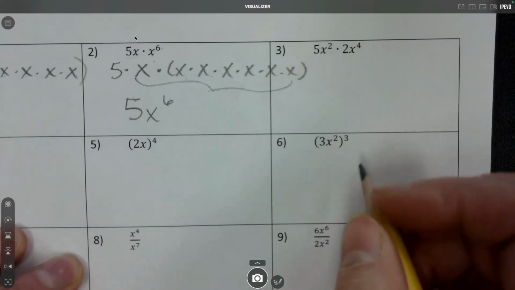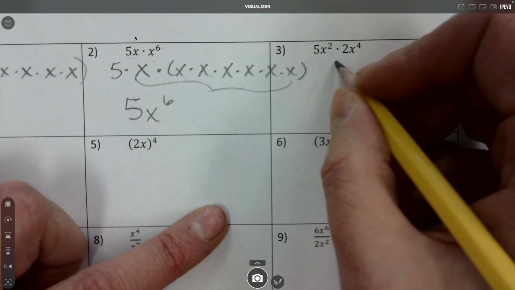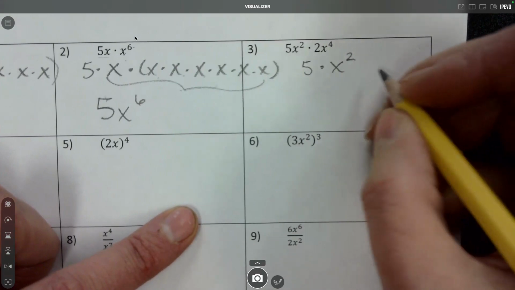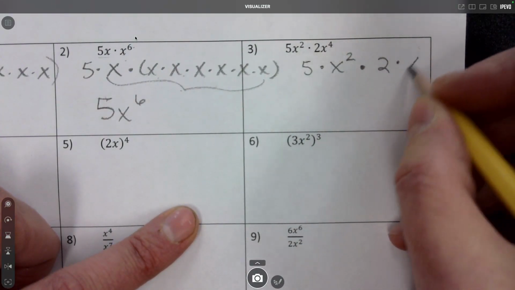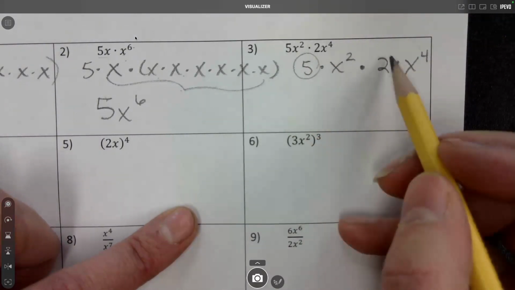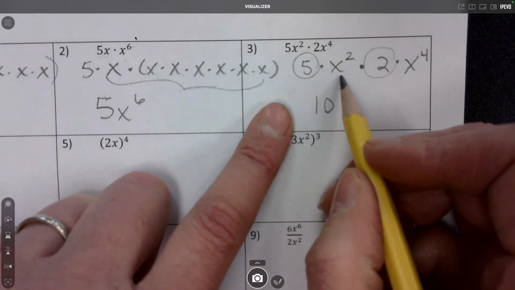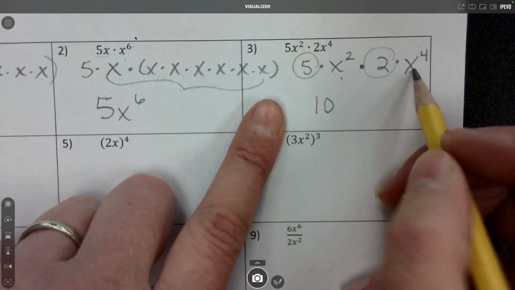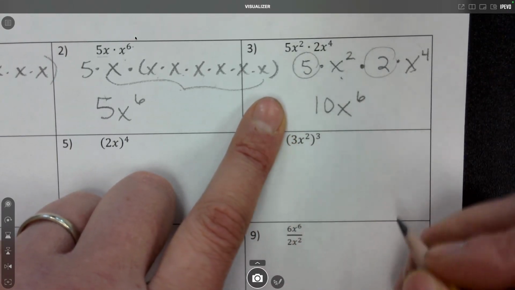So on the next one, we're going to try and shortcut our work just a tiny bit. So when it says 5x squared, I want to write 5 times x squared, and then times 2x to the 4th, which is 2 times x to the 4th. So we're going to do numbers again first. So we're going to multiply the 5 and the 2, and that makes a 10. And then when I see x squared, I want to think about how there's those 2 x's written out, and then I have 4 more x's written out. And I want to think about how many x's do I have altogether, and that's going to be 6th power.